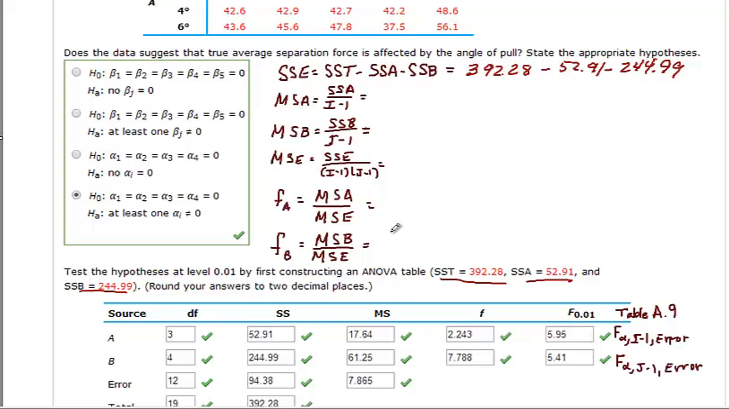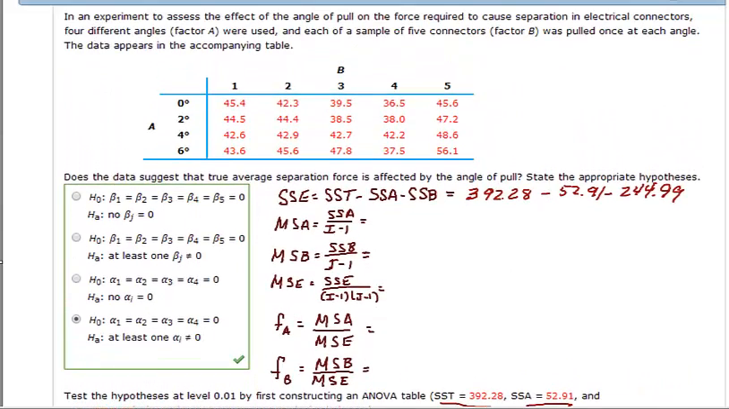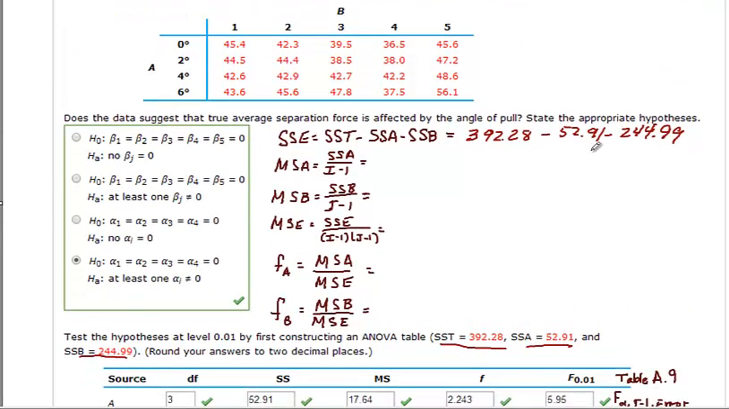to get your error, what you're going to do, oops, that's how I was getting my error, because they actually gave me my SST, didn't they? They sure did. So they gave me the SST, and now I was just getting my SSE. Okay, pretty easy. MSA, you're just going to take the SSA that they gave you, divide it by I minus 1. So I will need to look at what my I and J are for this. I can look at the data points here, and I can see that I happens to be 4, and J happens to be 5.